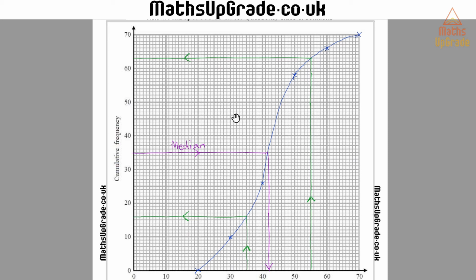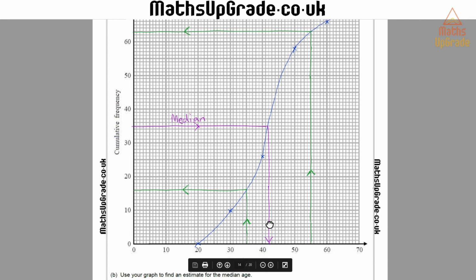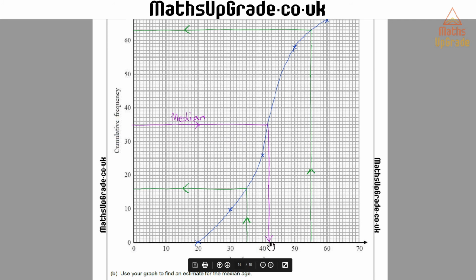In the second part of the question, we need to use it to find an estimate for the median age. The median age is going to be at the value which is half of the total cumulative frequency. The total cumulative frequency was 70, so half of that would be 35. So I draw a horizontal line straight across 35 until I reach my curve, straight down vertically, and read off my value off that bottom axis, which is 42. So 42 years old is the median age.